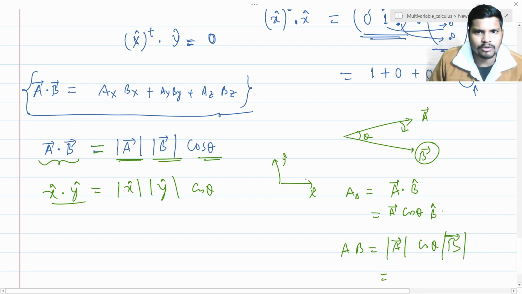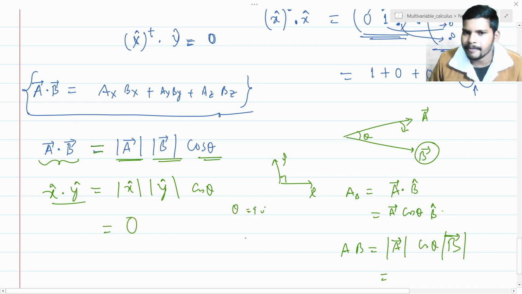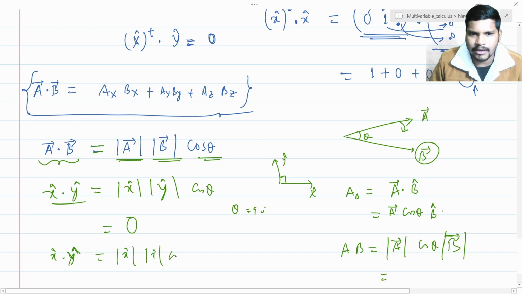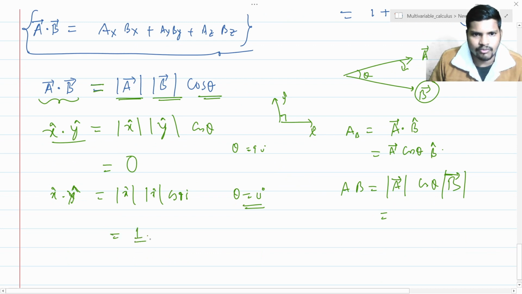They are mutually perpendicular to each other, so theta becomes 90 degrees, so it will vanish. Now if I am taking x hat dot x hat, then what happens is x hat and cos theta. Since their direction is the same, theta becomes 0 degrees, therefore the end result is always 1. So that is another way of seeing it, using the vector definition a dot b is equal to a b cos theta.